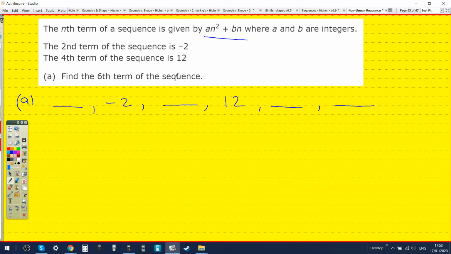So with this one, the second term is minus 2. And so what do you sub for n? Just 2. The second term. Just the way you did with the 6. And so what do you get for it? 4a plus 2b. Yeah. Do the same for the 12.